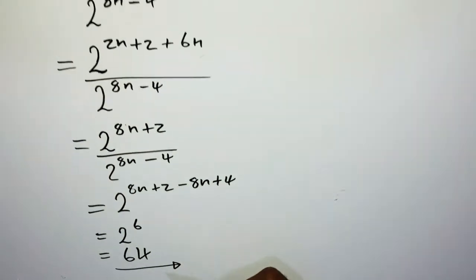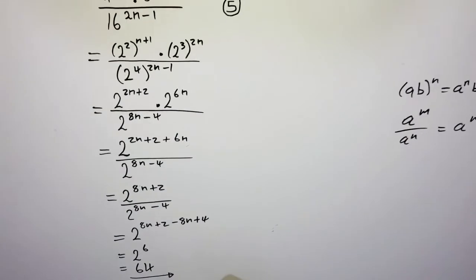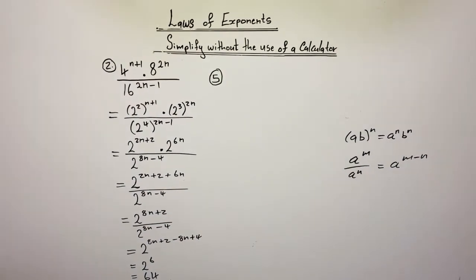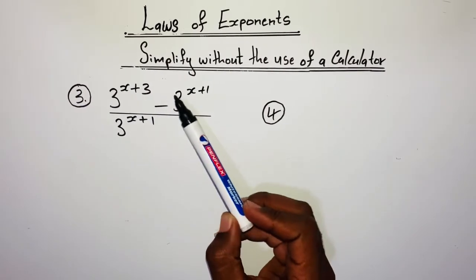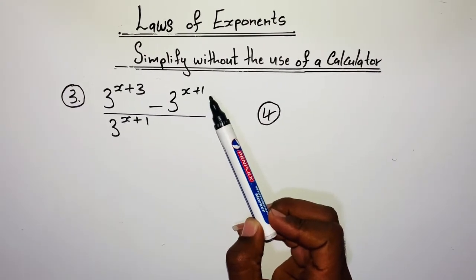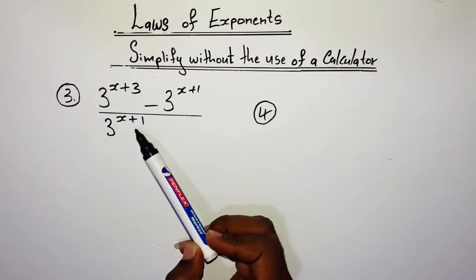We'll now go on to our third sum. Given 3 to the x plus 3 minus 3 to the x plus 1, all over 3 to the x plus 1.